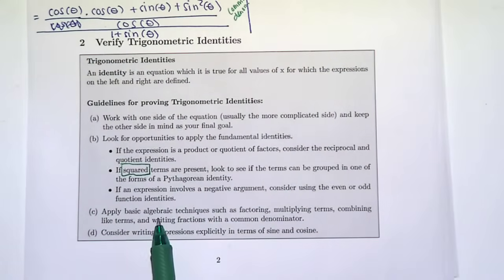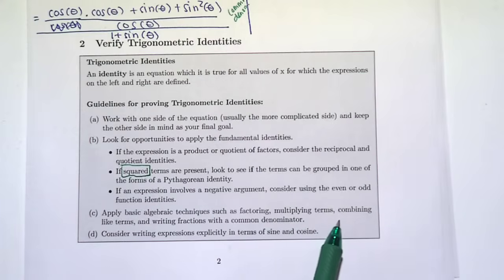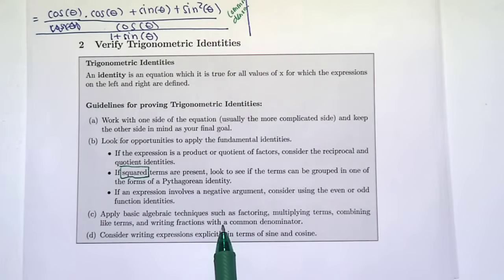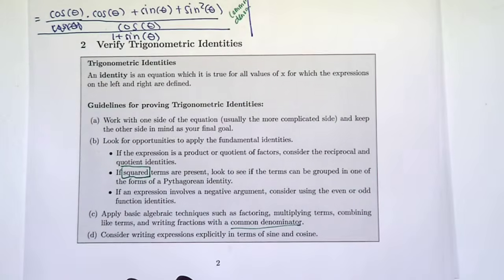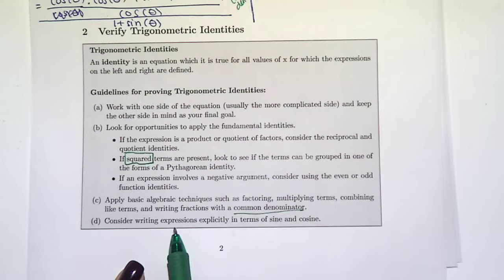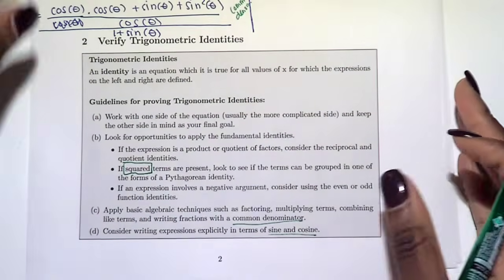We're also going to need to apply basic algebraic techniques like factoring, multiplying, combining like terms, and writing fractions with a common denominator. This will pop up a lot. And then consider writing terms explicitly in terms of sine and cosine. All right, so here are some tips. If you can't decide what to do next, try to do one of these things on this list.